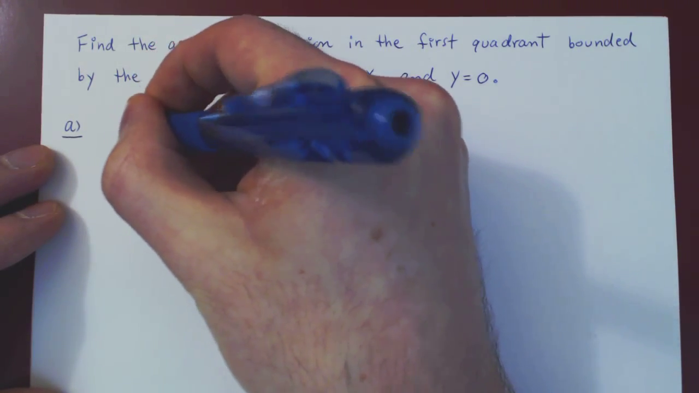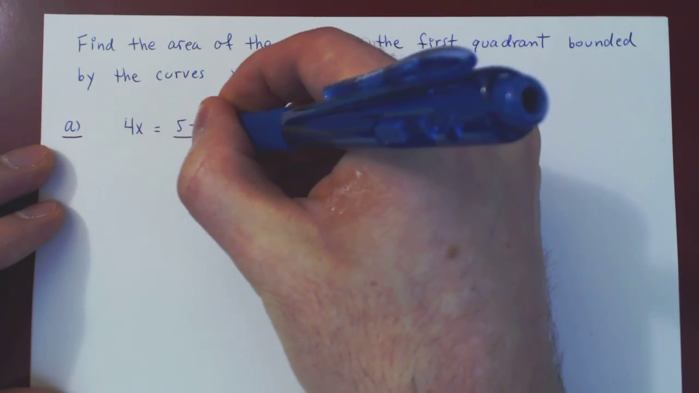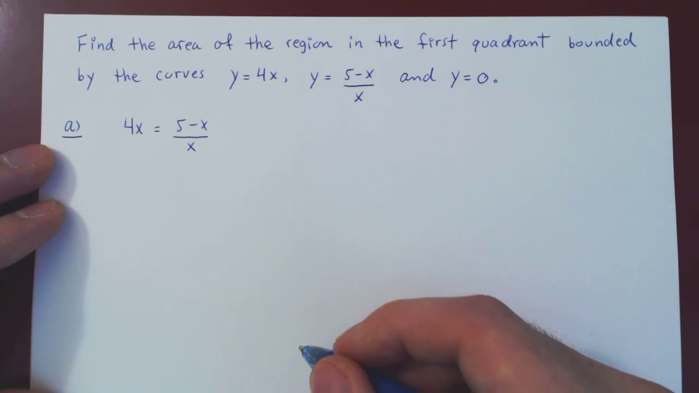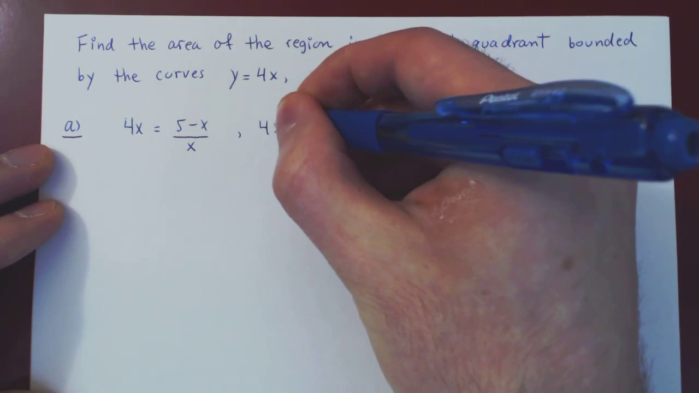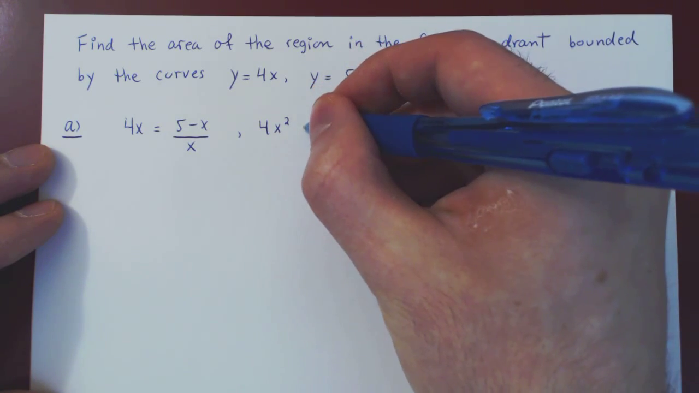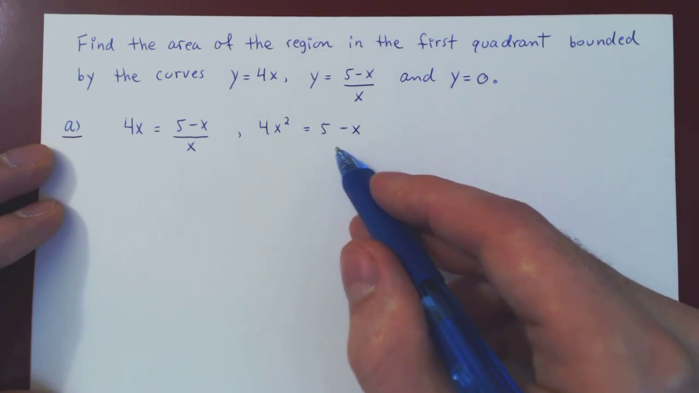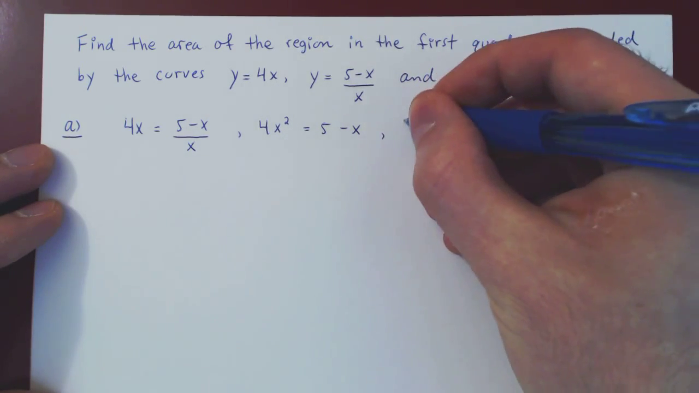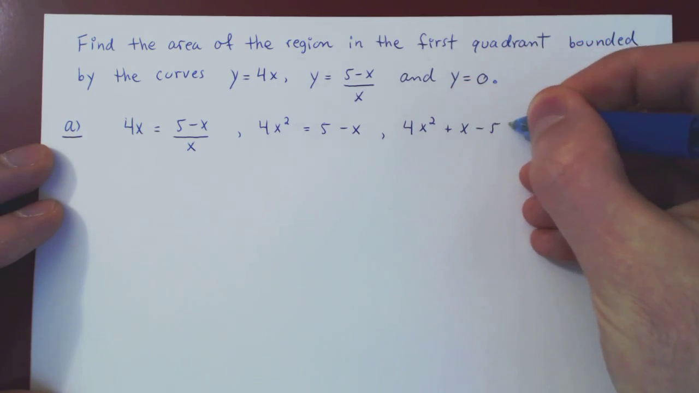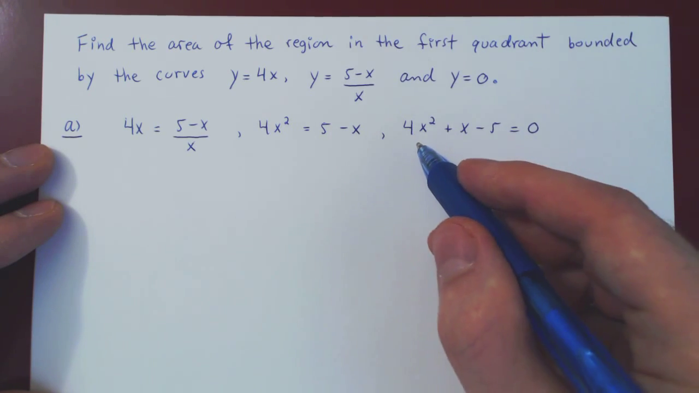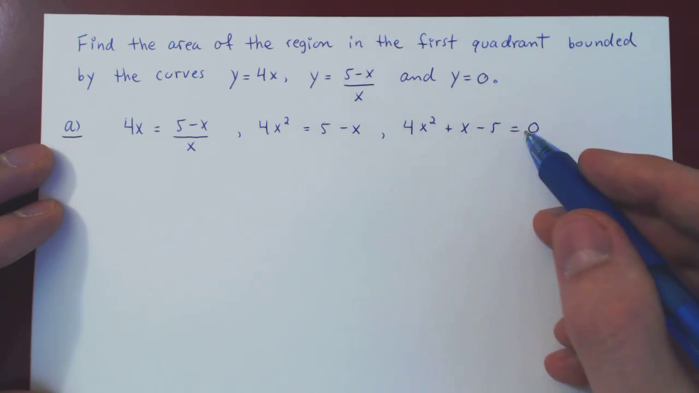So 4x equals (5 minus x) over x. You can multiply across by x, and you'll have that 4x squared is equal to 5 minus x. And if you send everything to the left, you'll have a quadratic polynomial, and you're going to try and find the roots of it. And here it may not be easy to see how we can factor this by inspection, so you can fall back on the quadratic formula.